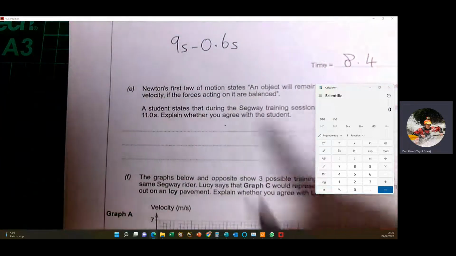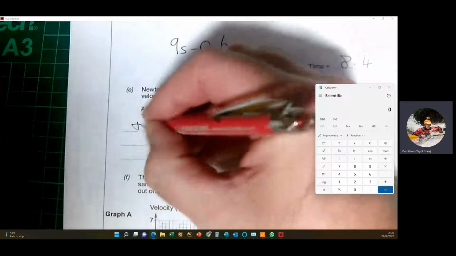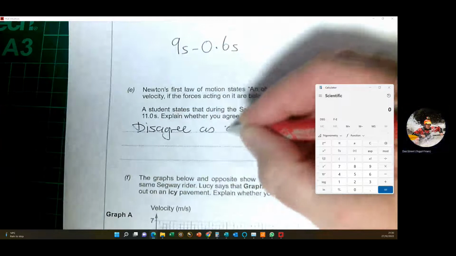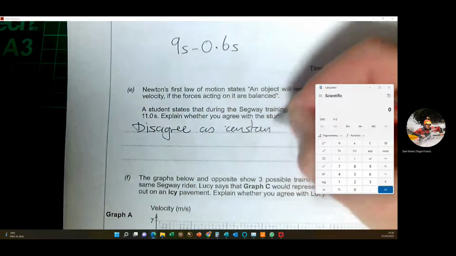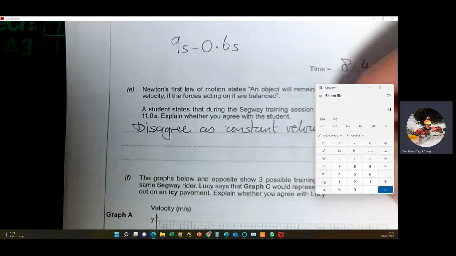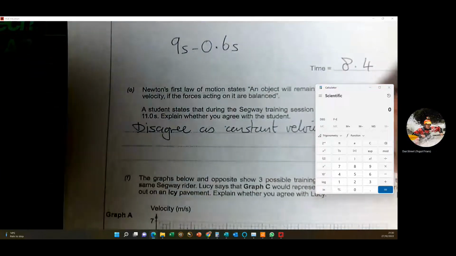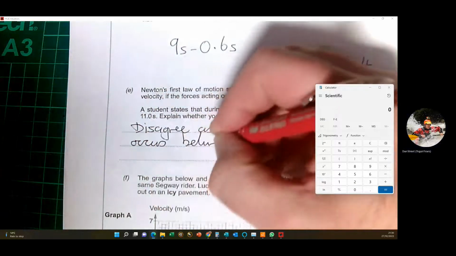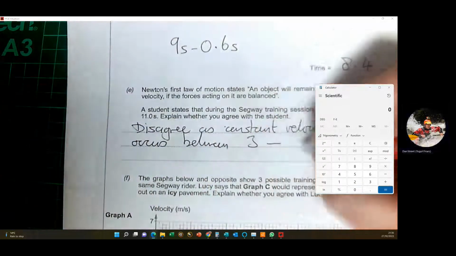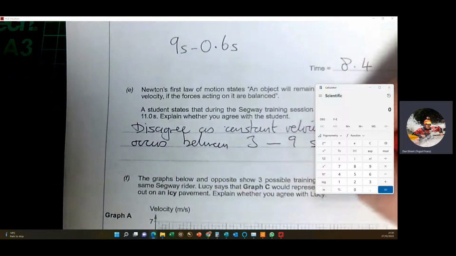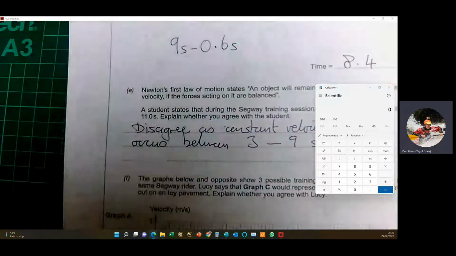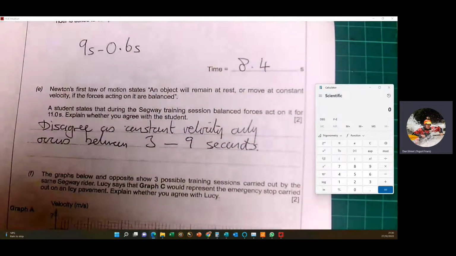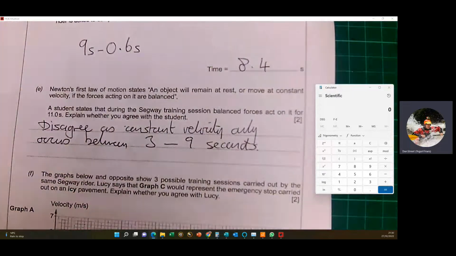Okay, so you would disagree as constant velocity only occurs between 3 to 9 seconds. Okay, so constant velocity is what happens when the object is under balanced forces.